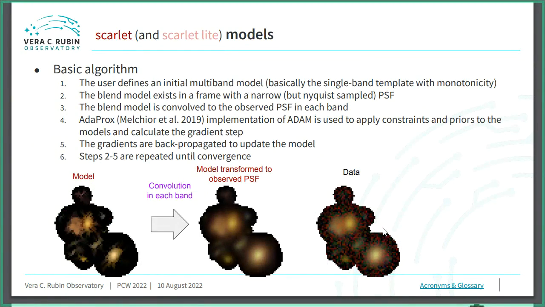The basic algorithm is pretty much what I just described, except we use a method that Peter helped develop called AdaProx, which is just a way of putting constraints on our models so that they're updated in each iteration. We'll do this somewhere between 20 and iterations usually for each blend.